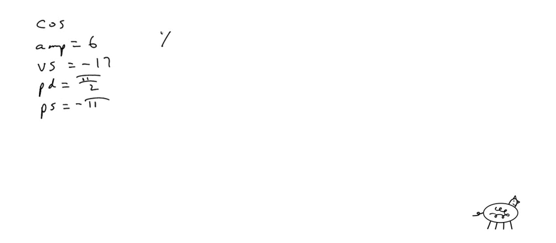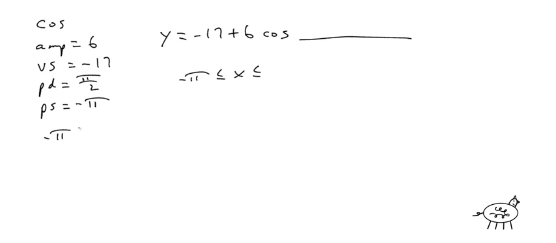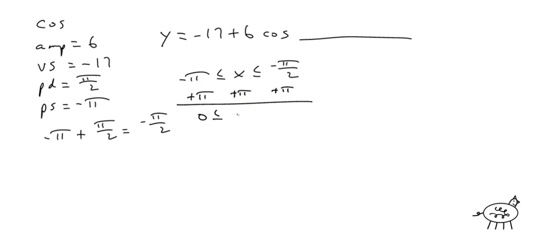Okay, so let's start out. Y equals negative 17 plus 6 times cosine of something. First thing we're going to do is the left side is negative pi, less than or equal to x, less than or equal to, right, it's negative pi plus the period. That gives you the other side, so it's negative pi over 2. Our first step is to get that left side equal to 0. So I'm going to add pi to all sides. I get 0 less than or equal to x plus pi, less than or equal to pi over 2.